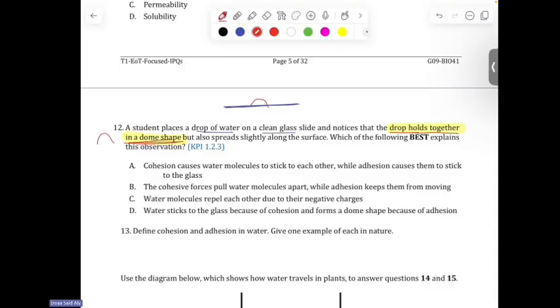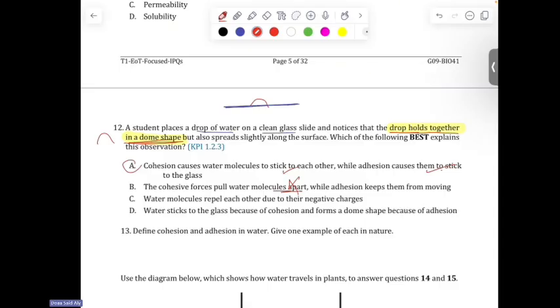Cohesion causes water molecules to stick to each other. Yes. While adhesion causes them to stick to the glass. It's correct. It's okay, but to make sure that A is the correct answer, you must read the rest. The cohesive forces pull water molecules apart. No, it's a glue. So it sticks them together. That's why B is wrong.